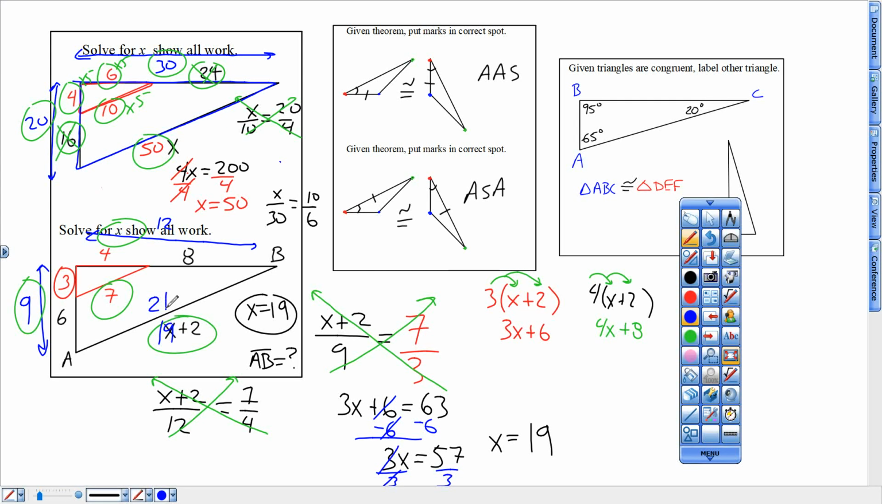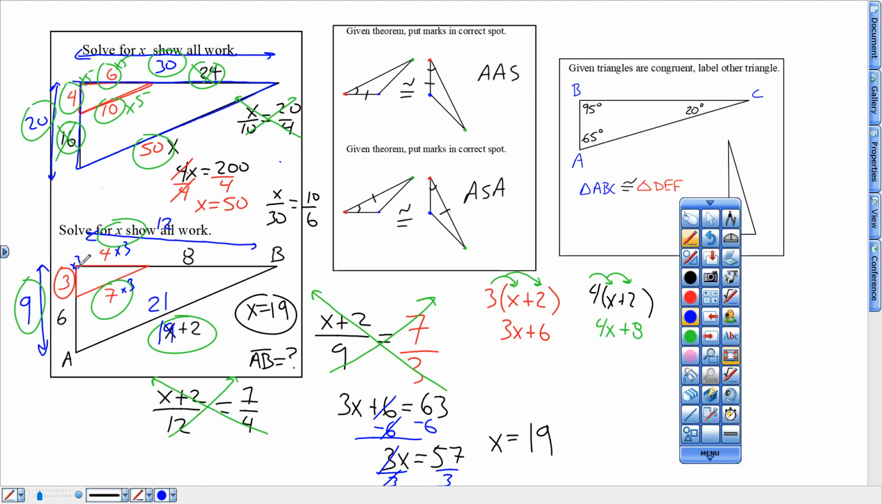And that makes sense. 7 times 3, 21. 4 times 3, 12. 3 times 3, 9. So again, know that x doesn't represent the length, it just represents you solving for x. You could use it and plug it in. The third word is over.